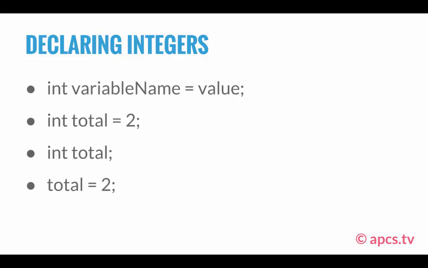So int total equals 2. Total is the variable name. Equals remains the same. 2 is the value of the total variable, which is an integer, and it ends with a semicolon. Alternatively, I could have done something like int total semicolon, which initializes or creates a total variable, and the computer knows that the total variable is an integer, but the computer does not know what the value of the total variable is. And then later in the program, I could write total equals 2. So that would let the computer know that the value of total is 2. So both of these work, and both of them bring about the same result.